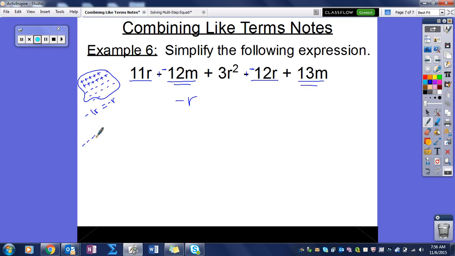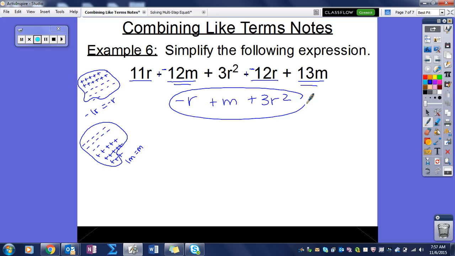I again draw my 12 negatives and then my 13 positives, and 12 negatives and 12 positives cancel. I'm left with a positive 1m, but I know 1m is just equal to m because 1 times m is m. And then this 3r squared is not a like term, so I bring down 3r squared. That is your simplified expression.